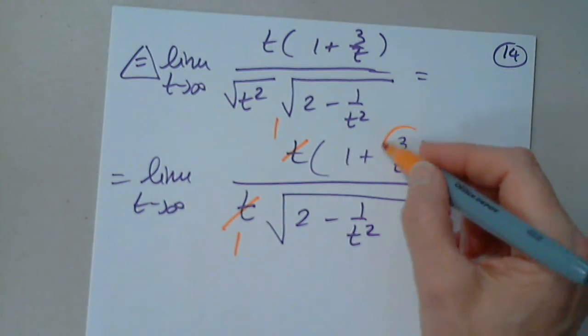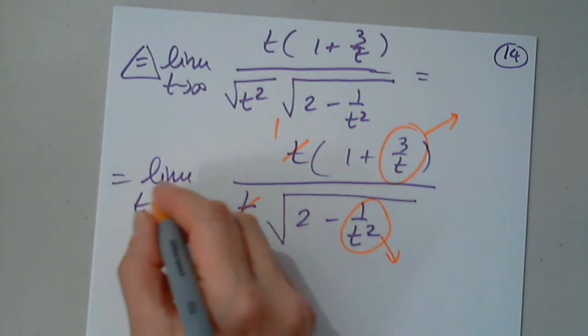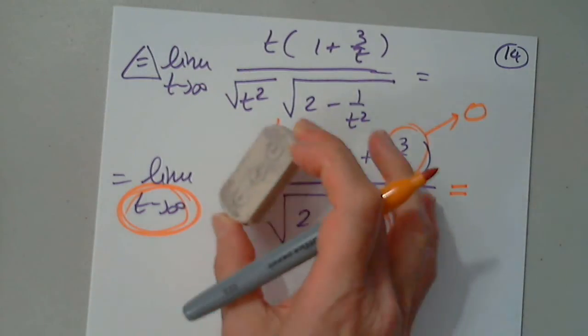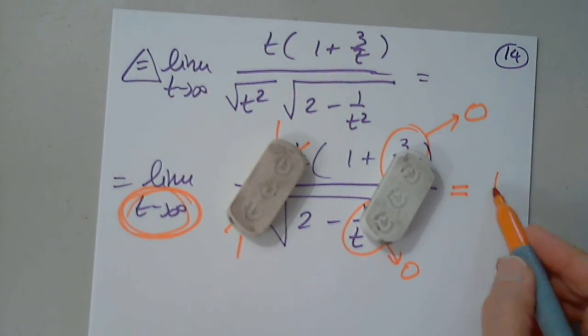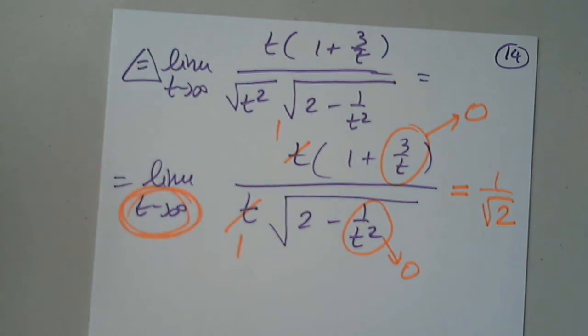So where is this going? And where is this going? Again, because of this, to 0. And can anyone give us the limit? 1 over the square root of 2. That's it. 1 over the square root of 2.